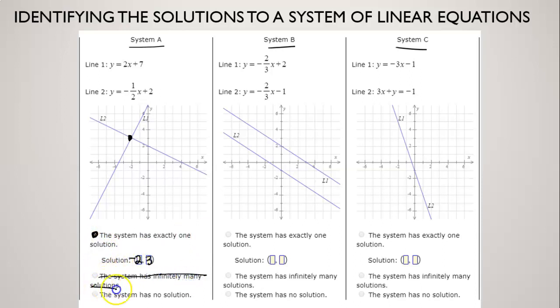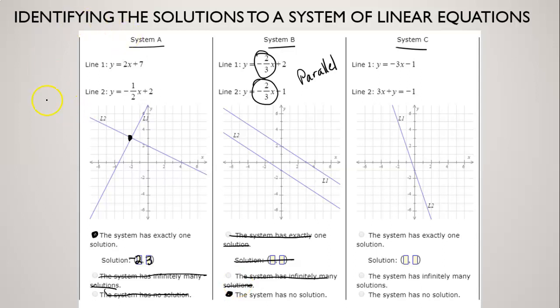It does not have infinitely many solutions. It does not have no solution. Can't cross that off, it's too low. There we go. If we graph two lines like system B, I want you to notice that those have the exact same slope. Those lines are going to be parallel. They are never going to intersect, so we don't say that they have exactly one solution. We can't say that they have infinitely many solutions. What we say is that the system has no solution because they're never going to intersect.